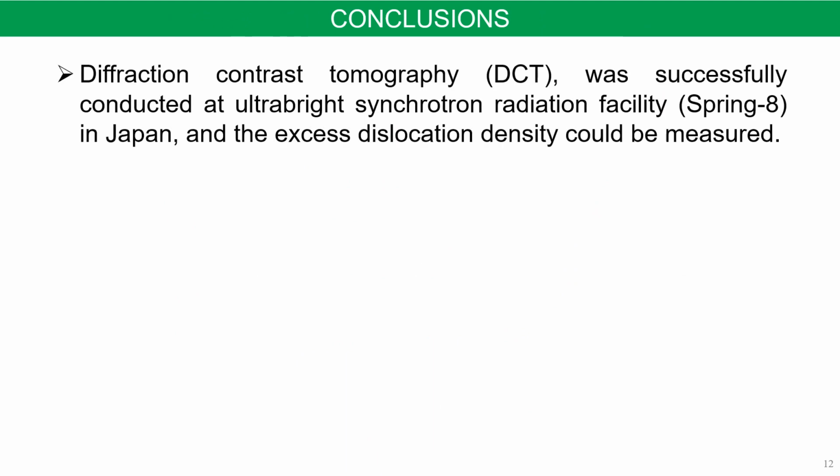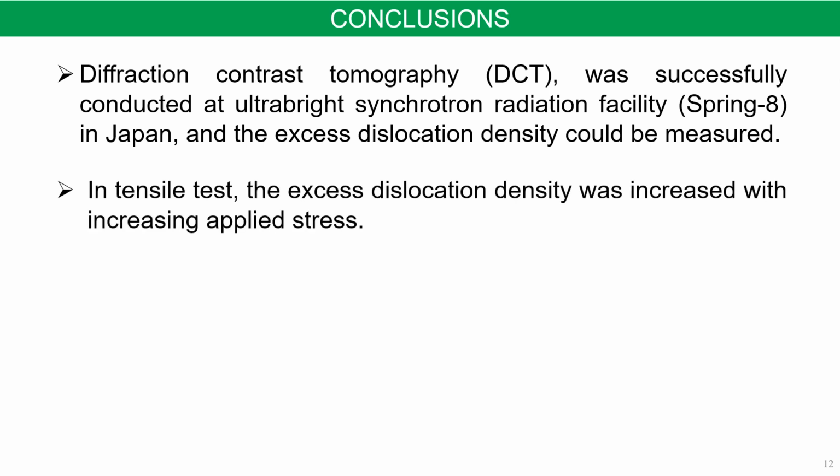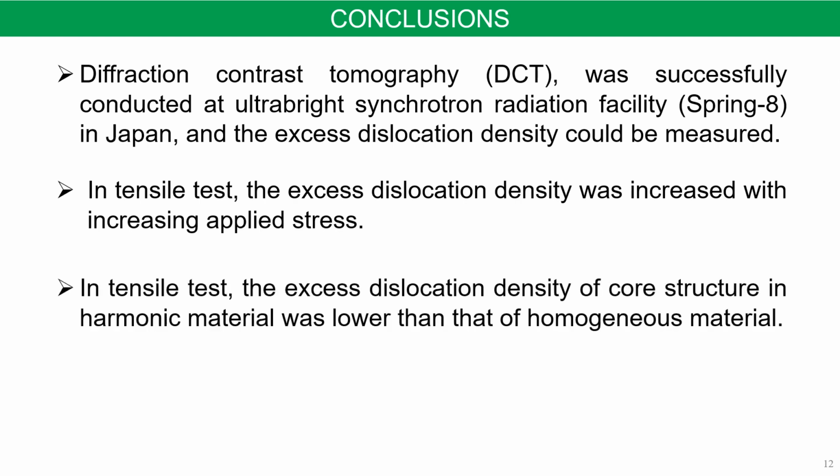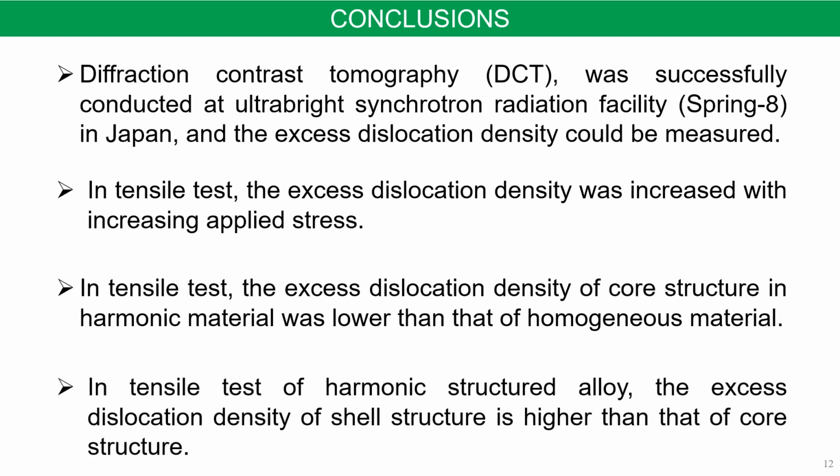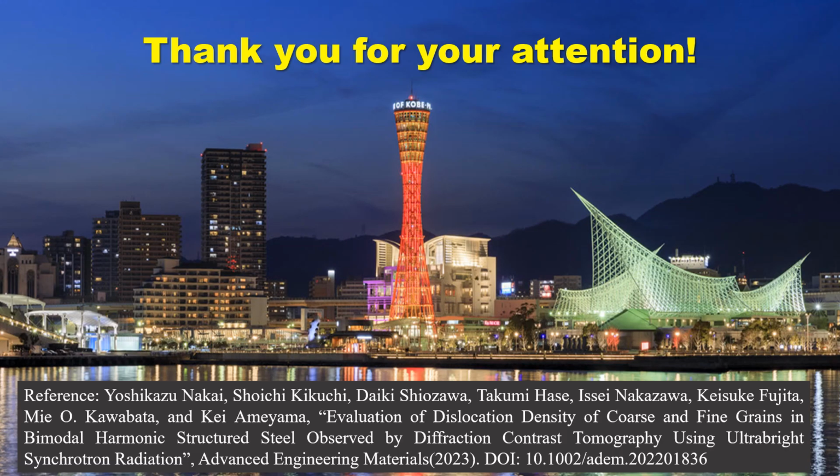Diffraction contrast tomography, DCT, was successfully conducted at ultrabright synchrotron radiation facility SPring-8 in Japan, and the excess dislocation density could be measured. In tensile test, the excess dislocation density was increased with increasing applied stress. In tensile test, the excess dislocation density of core structure in harmonic material was lower than that of homogeneous material. In tensile test of harmonic structured alloy, the excess dislocation density of shell structure is higher than that of core structure. Thank you for your attention.